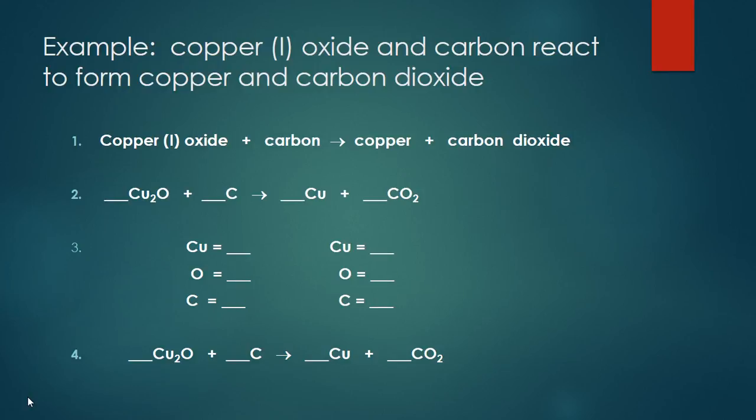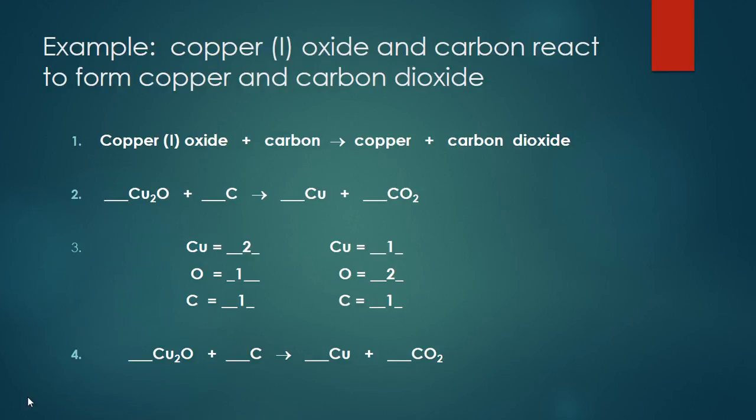Okay, so the next example is copper 1 oxide and carbon reacting to form copper and carbon dioxide. I can write that out as a word equation first: copper 1 oxide and carbon produces copper and carbon dioxide. And then I'm going to go from words to chemical formulas. So Cu2O plus C produces Cu plus CO2. If I take an inventory, I've got 2 copper, 1 oxygen, 1 carbon on the reactant side, and 1 copper, 2 oxygen, 1 carbon on the product side.